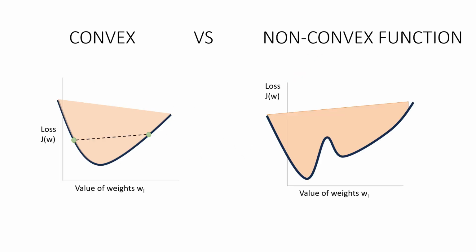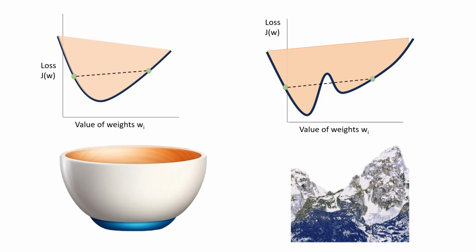The first type of function is called a convex function, while the second type is an example of a non-convex function. The first one is like a bowl, while the second one is like a bumpy mountain. If you drop a ball from the top, it is guaranteed to reach the bottom of the bowl. If you drop a ball here, there is no guarantee that the ball will reach the bottom.